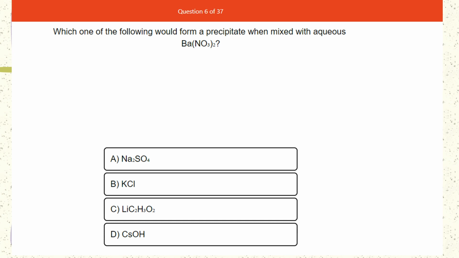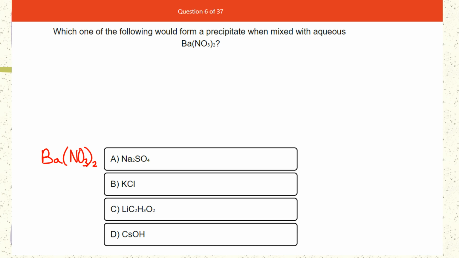All right, so let's look at one of the active questions. One of the active questions, this kind of relates to yesterday's material as well. It says, which one of the following would form a precipitate when mixed with barium nitrate? So what this is actually asking you to do is a reaction with barium nitrate for each of these. So we have to figure out what products are going to be formed.